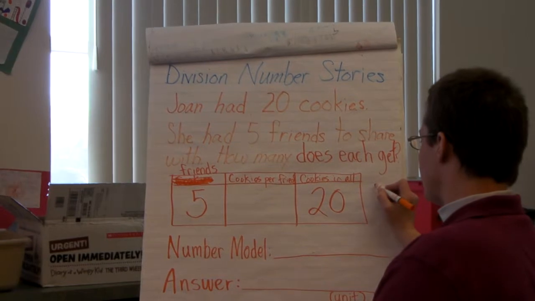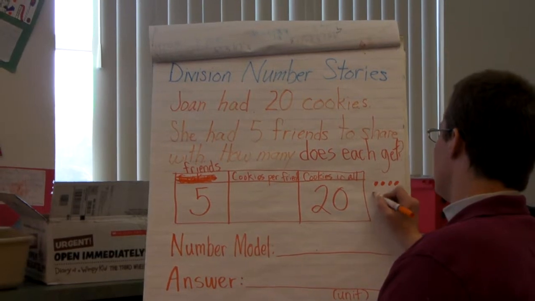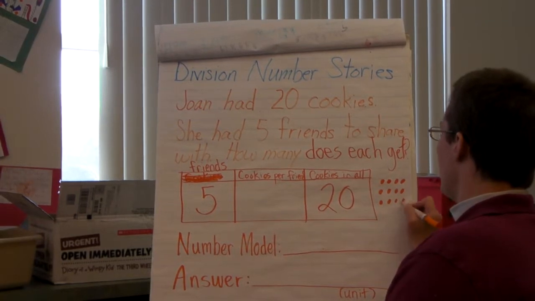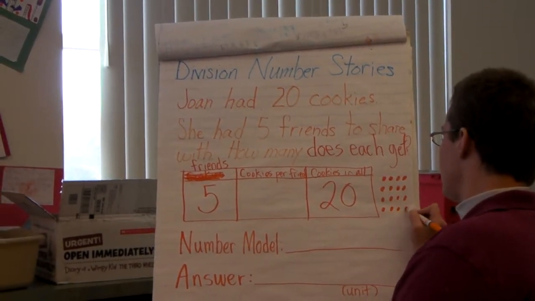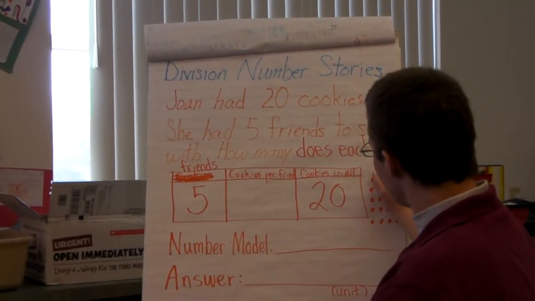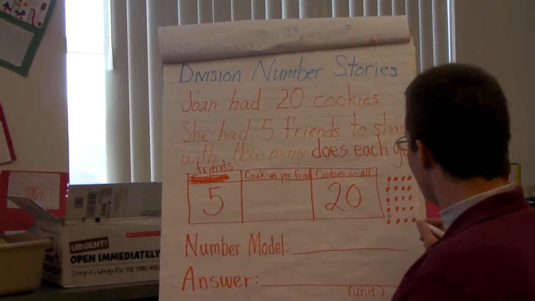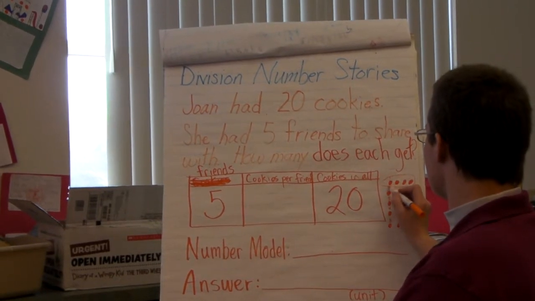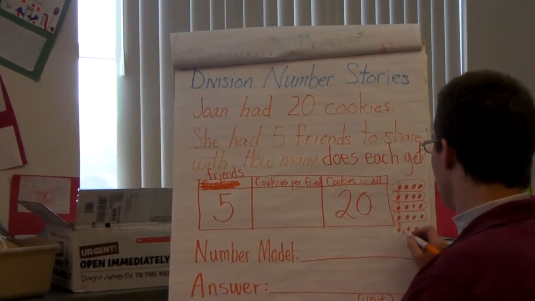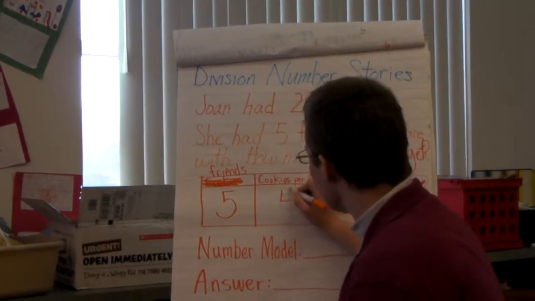Okay, I'm going to just draw a nice array right over here. I'm going to draw 20 cookies. Okay, here are my 5 friends. Friend number 1, friend number 2, friend number 3, friend number 4, and friend number 5. Okay, if I circle each group of friend and their group of cookies, I can see that there are 4 cookies in each group. All right, that means that each friend would get 4 cookies.